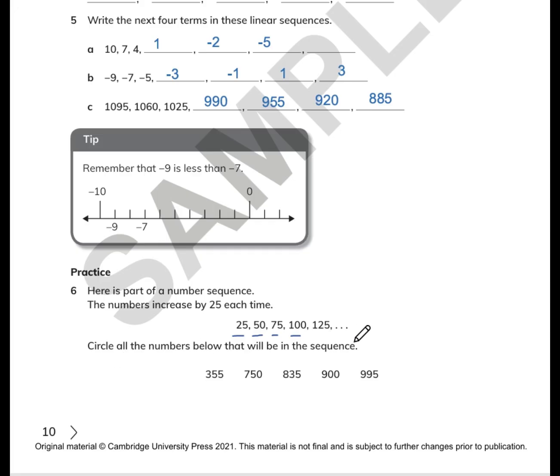Okay, so as I said, the sequence will go on like this: 125, 150, 175, 200, and then 225, 250, 275, 300, and then 325, 350, 375, and 400. So we will have this 50 in the sequence, and we will have this 900 in the sequence. You can see here where I have underlined, we do not have any 55, any 35, any 95. So we won't have these numbers in the sequence.